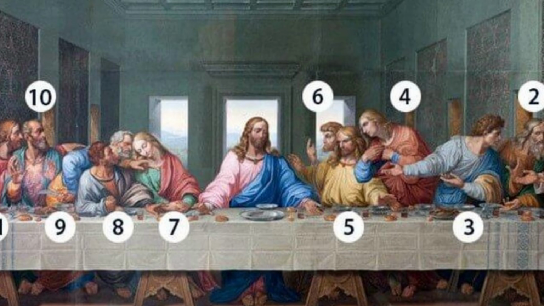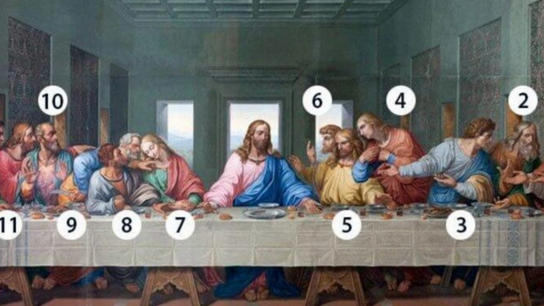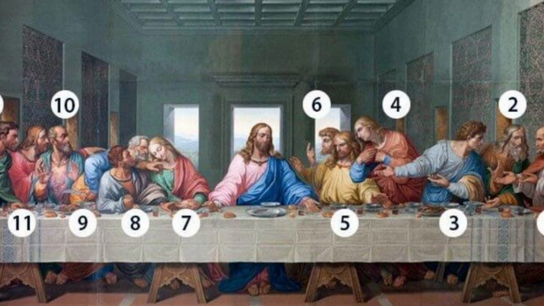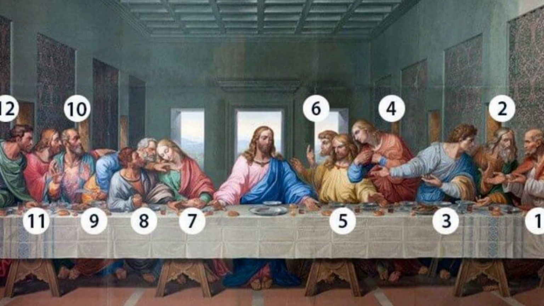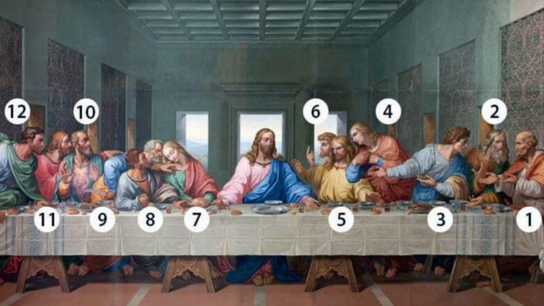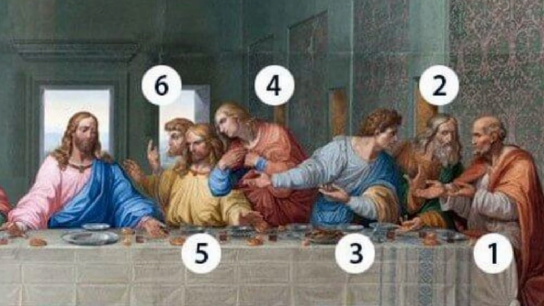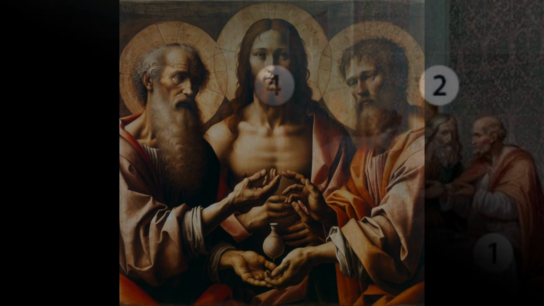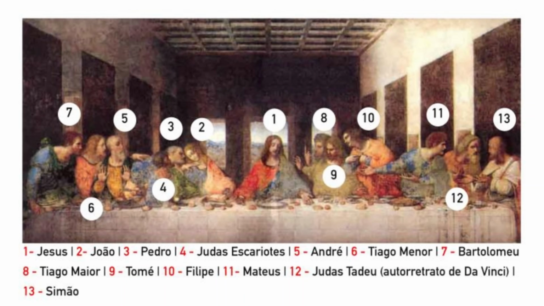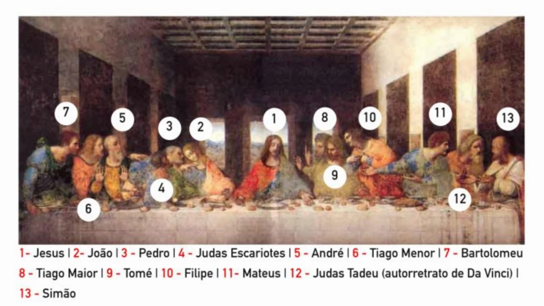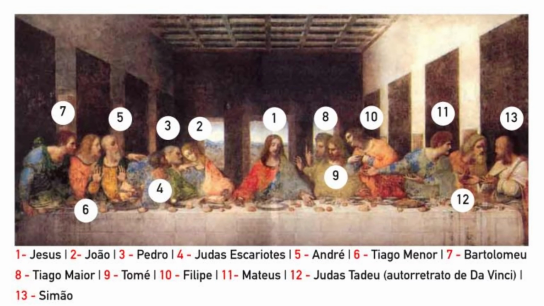The fourth hidden detail involves the disciples. Leonardo did not arrange them randomly. They are organized into 4 groups of 3, creating rhythm and balance across the entire image. The number 3 held special significance in Christian symbolism because of the Holy Trinity. Leonardo managed to create a composition that works artistically while also carrying deeper symbolic meaning.